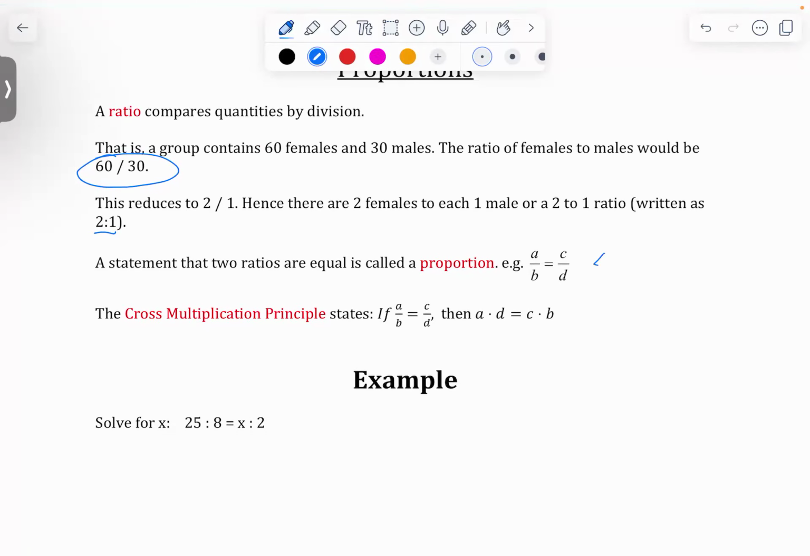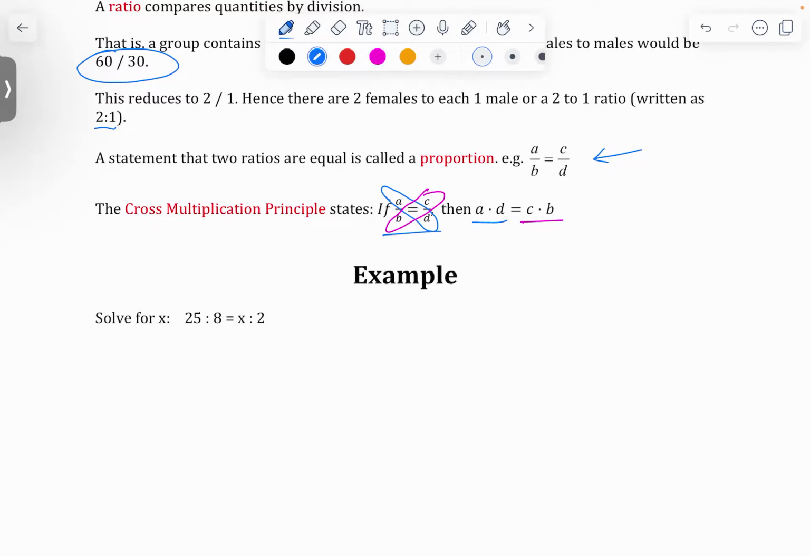Proportions are when you set up multiple fractions equivalent to each other. And if you recall, cross multiplication, you multiply across. This only works when you have an equality in the way. A times D multiplies by C times B, and you can then set those equal and solve that down. So cross multiplication is the fast way to solve ratios.